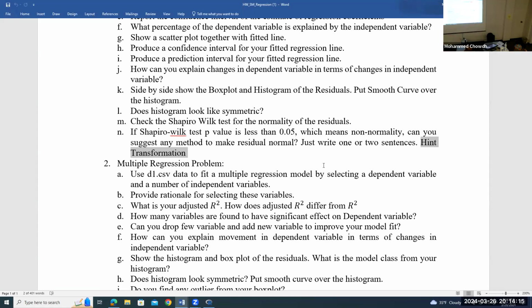You understand what I said? What did I say? If Shapiro-Wilk test p value is less than 0.5, on what? On residual. On residual, right? So that means residual is not normally distributed. How can you make a residual normal? Okay. One is log transformations, but there is another strong transformation. Find it. I'll read your report thoroughly.